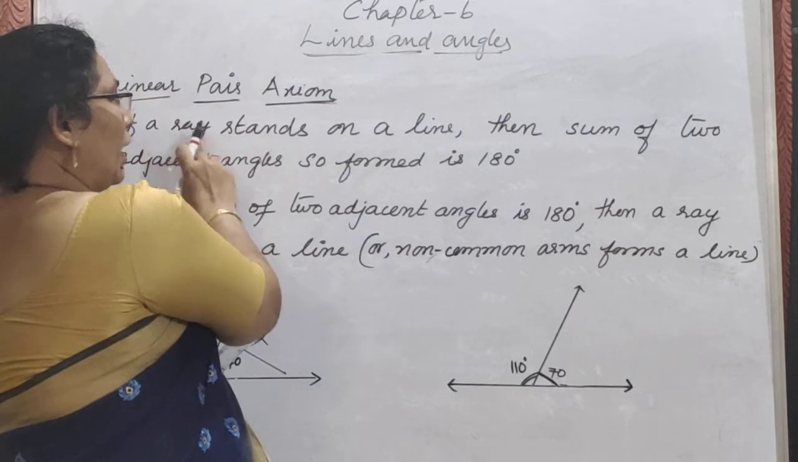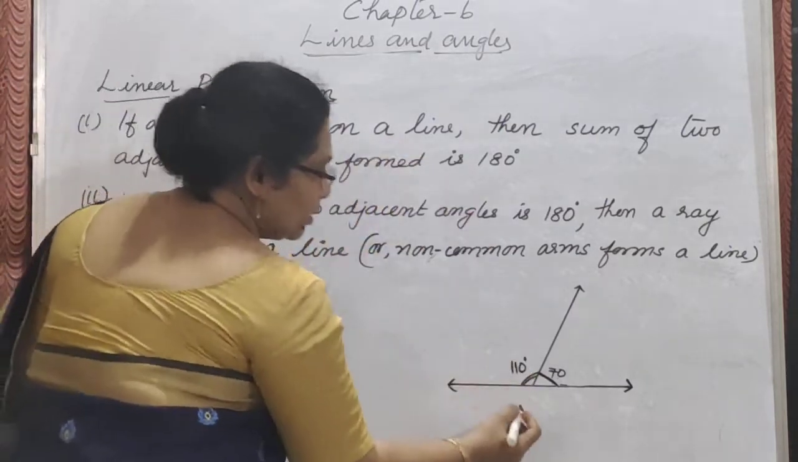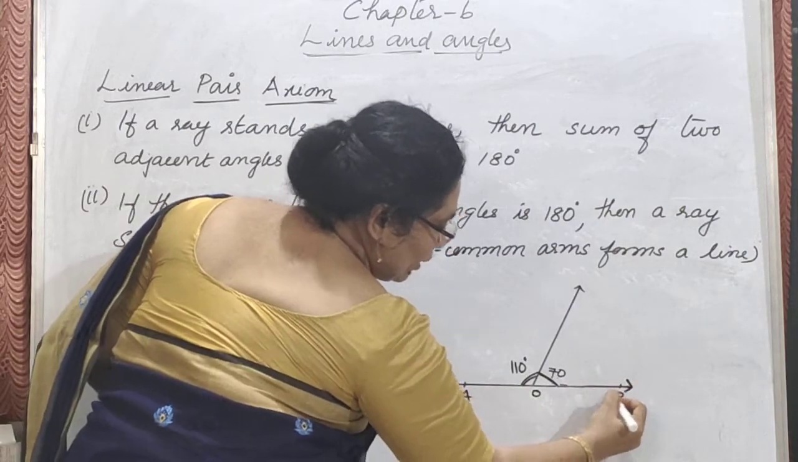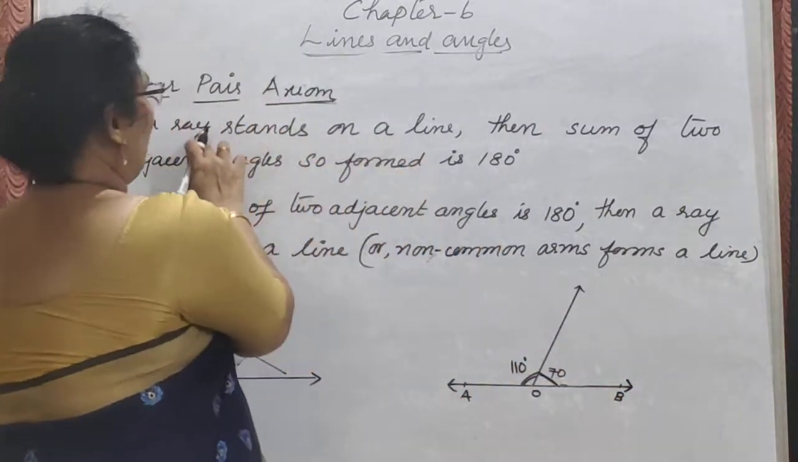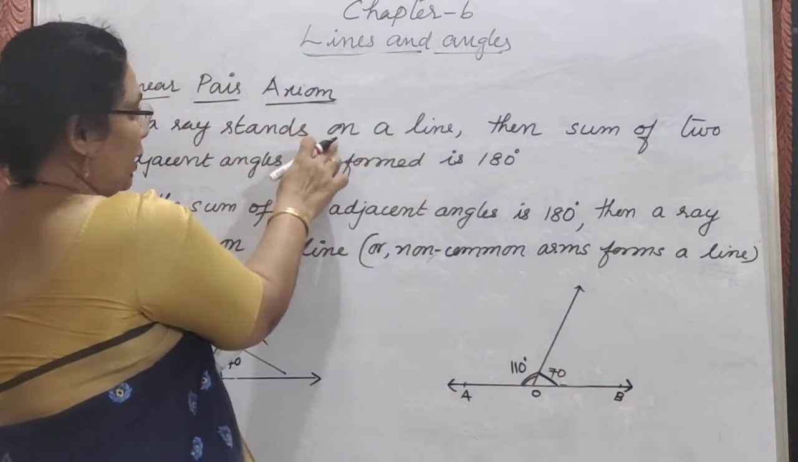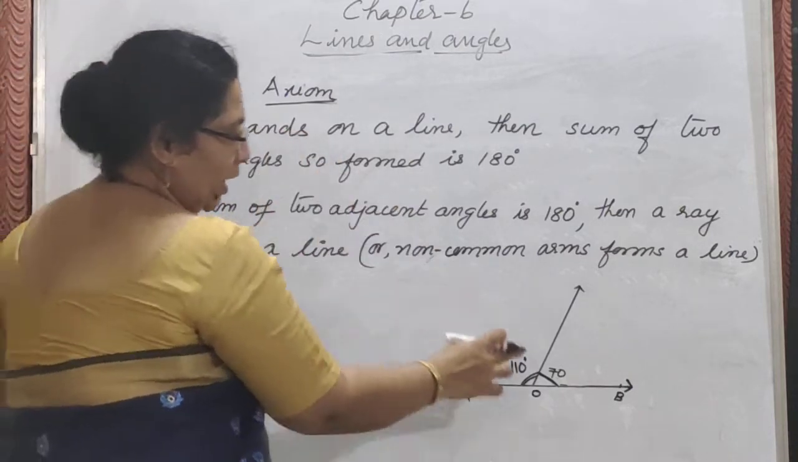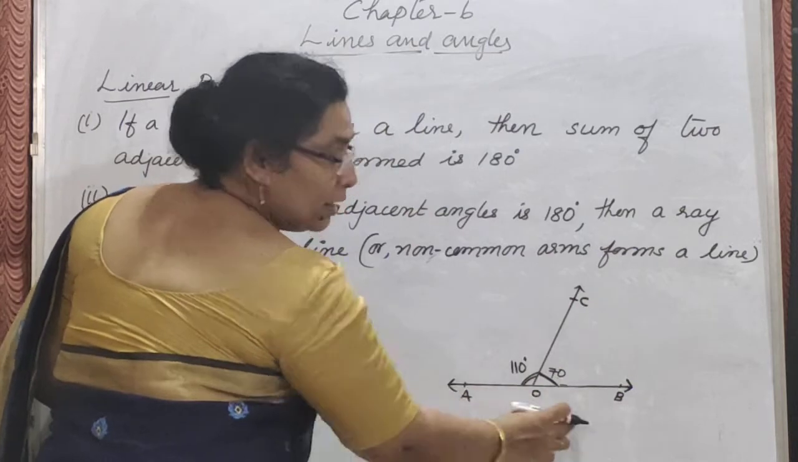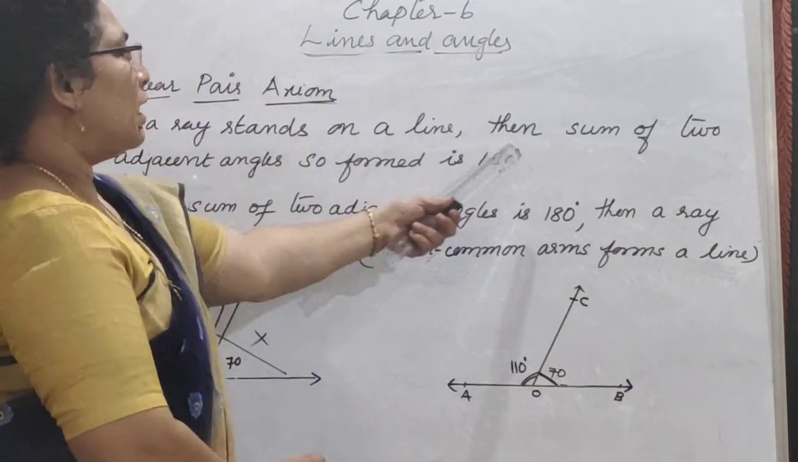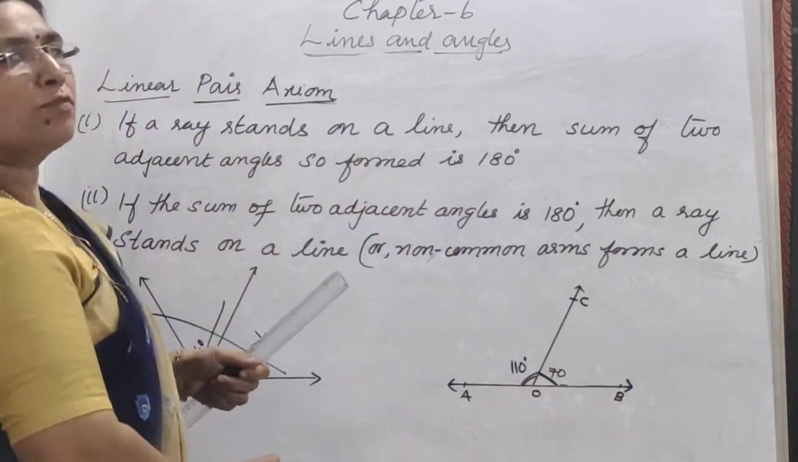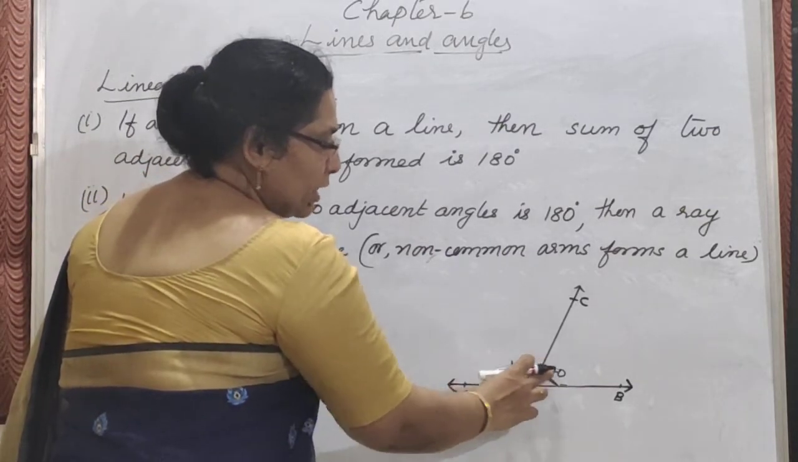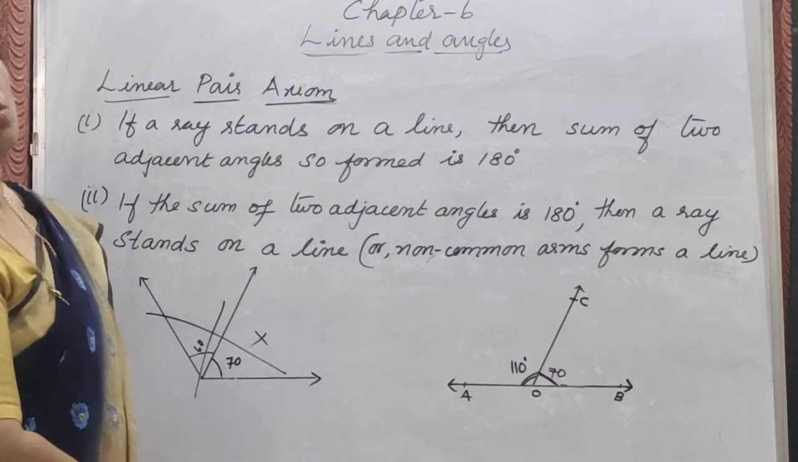It says that if a ray stands on a line, so I'll write here O and A, B. So AOB is the line. If a ray stands on a line, I'll explain each word. A ray stands on a line means the ray OC stands on the line AOB. Then the sum of the two adjacent angles formed is 180 degrees. If it is a linear pair, the adjacent angles' sum is equal to 180 degrees.